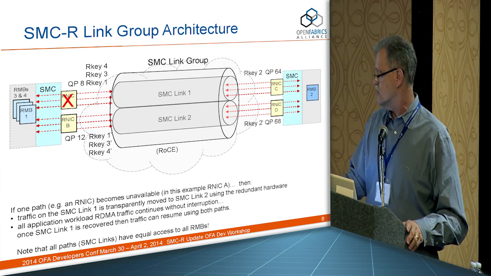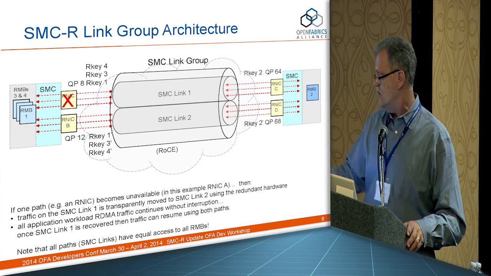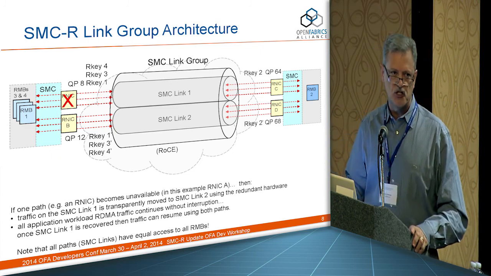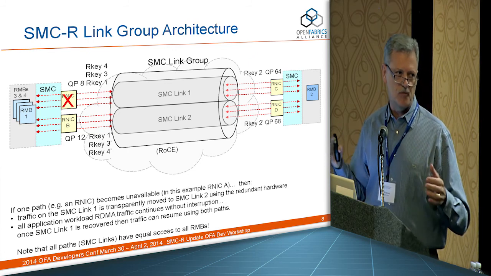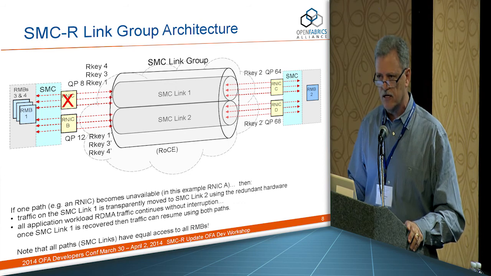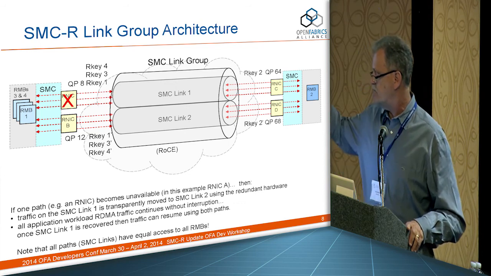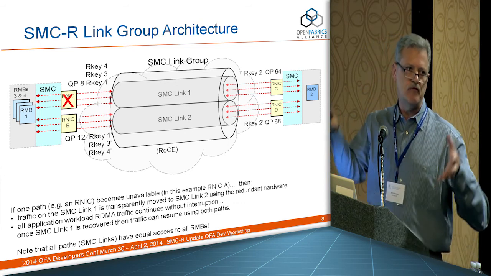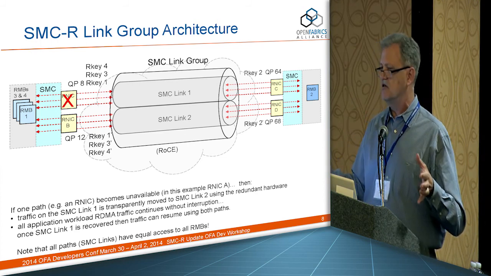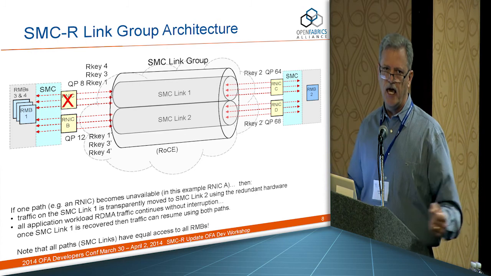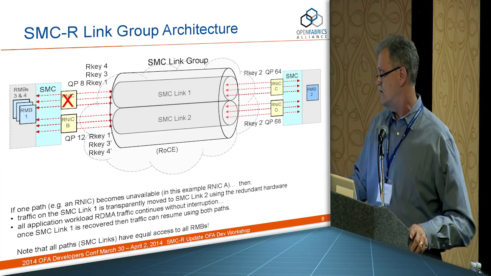And of course, if we were to lose a path, either a switch or an RNIC, we have the ability to drop those connections and move them back and forth as necessary. Again, the applications are not participating. All of this is abstracted from the socket application. If that path is recovered, we would just move connections back to the recovered path. So this link group technology allows us to grow the bandwidth and to provide resiliency across the network.